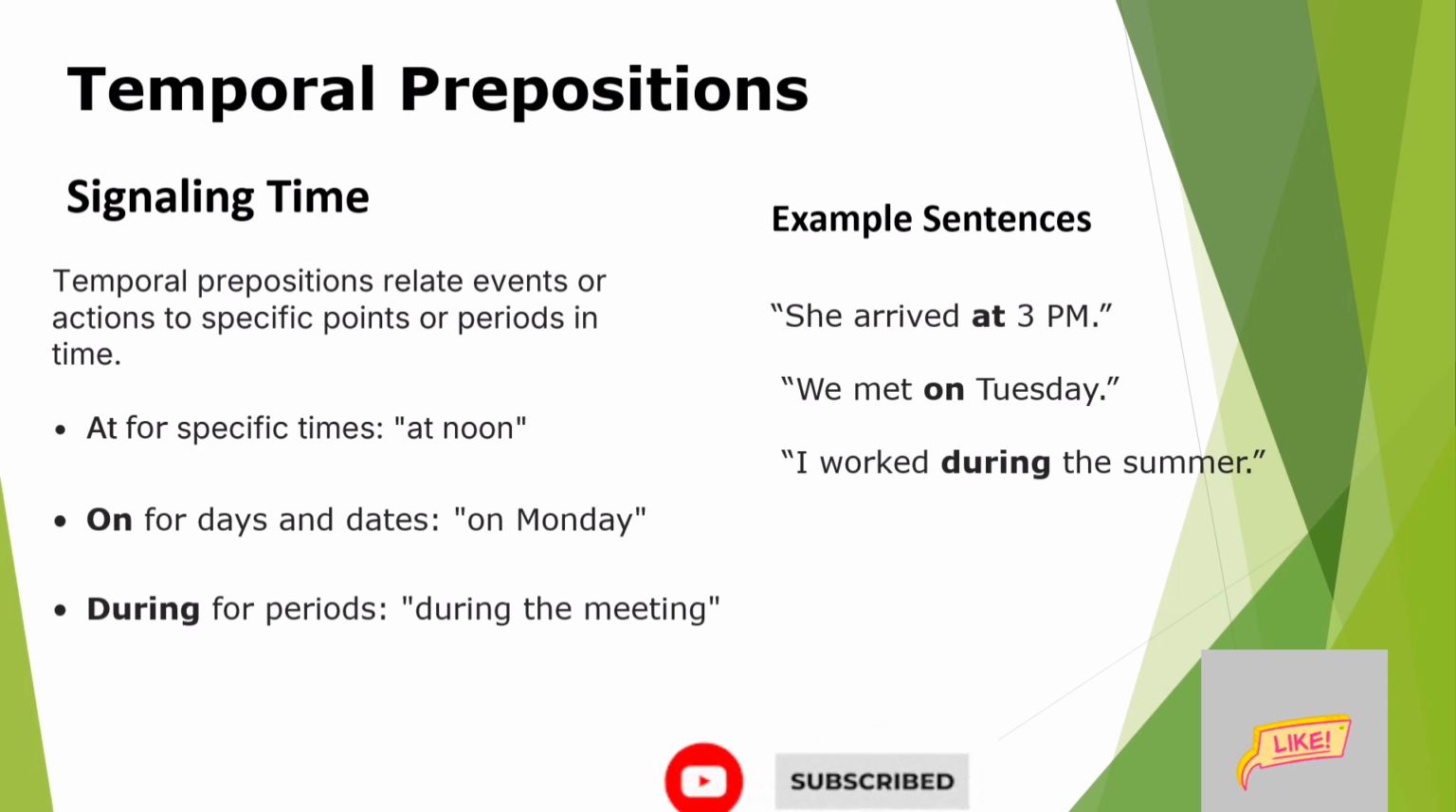Number four, during for specific periods of events. Use during when something happens within a particular time or event. Examples: I felt sleepy during the movie. We stayed indoors during the rain. He was absent during the exam. Tip: use during when the action happens inside a time or event.